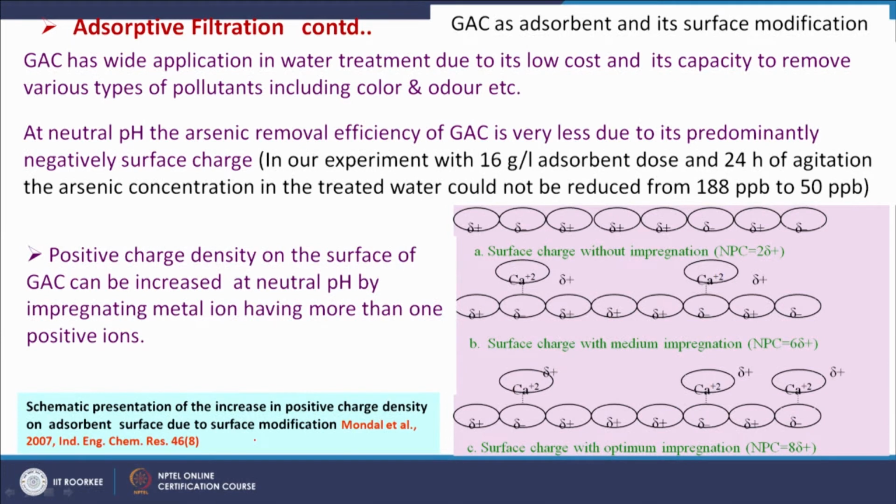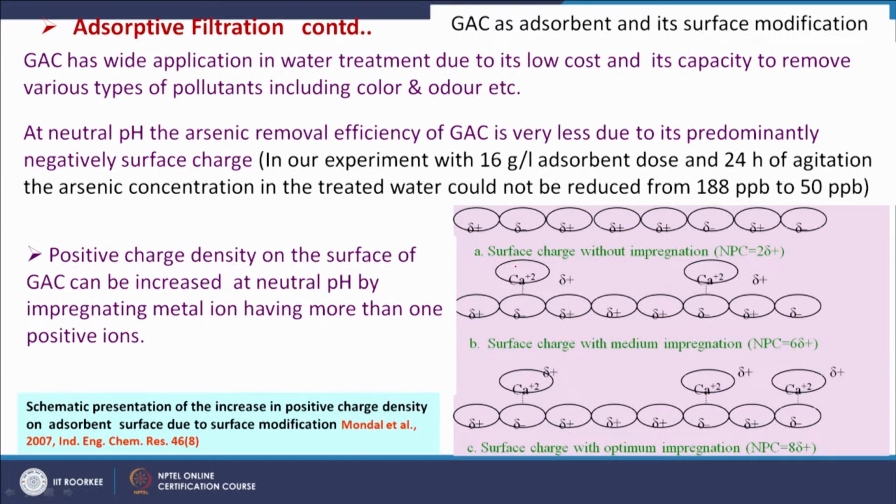So, for example, say GAC, granular activated carbon. If we see in the GAC, both positive and negative active sites are available as shown here: positive, negative, positive, positive, positive, negative, positive, negative, like this the surface charge is there. But due to the presence of this type of active sites, it is not very effective for the removal of negatively charged ions like arsenic.